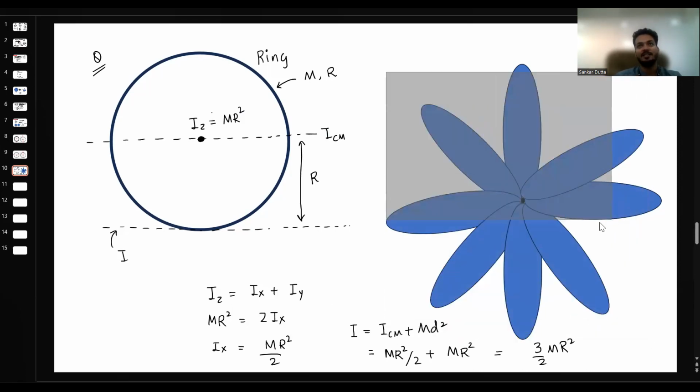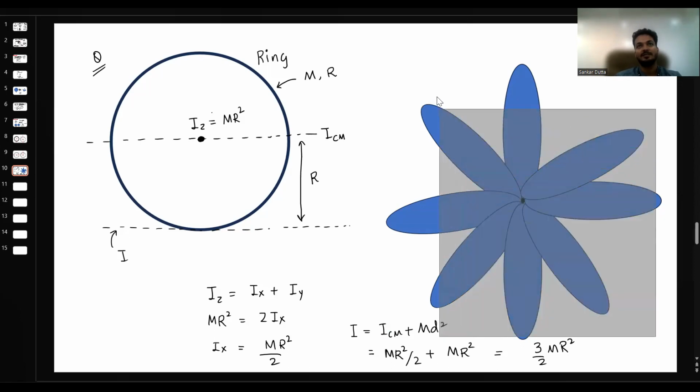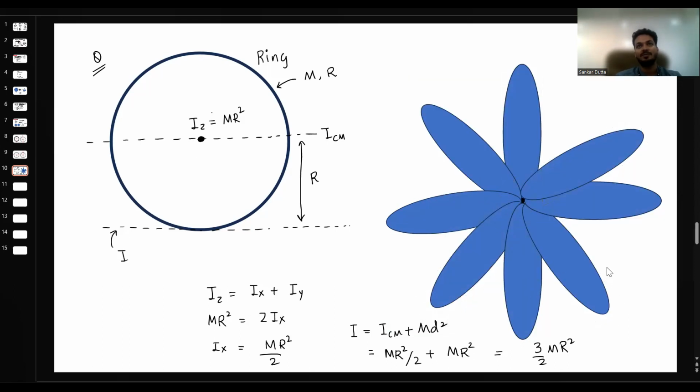Also, let me make this flower a little bit smaller. Oops, I don't feel like I can.